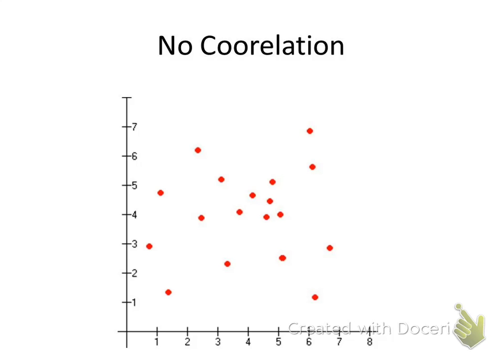Okay, so that's basically all we're going to be doing with correlation. They just want you to be able to look at a graph and say positive, negative, or none. So remember, positive rises from left to right, negative falls from left to right, and no correlation means I cannot find a pattern.